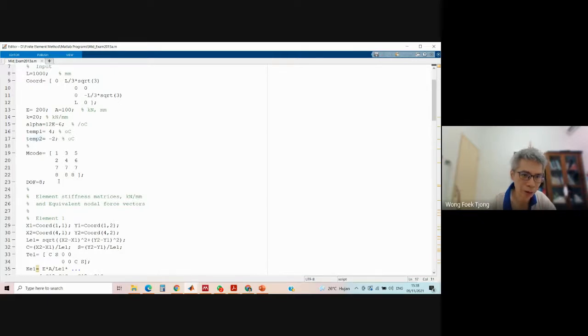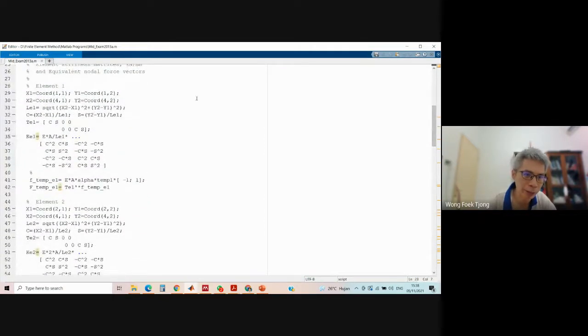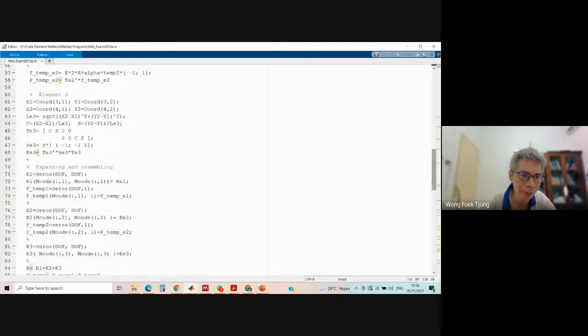MCOT, total degrees of freedom 8, and then how to compute the element? As usual, we need the transformation matrix here. We compute this transformation matrix, or we can compute directly like this one, okay? I think no problem. I just want to talk about the spring. How about the spring? The same.